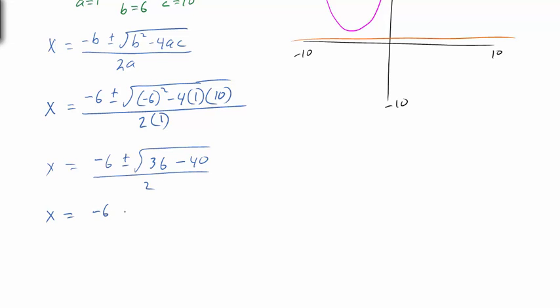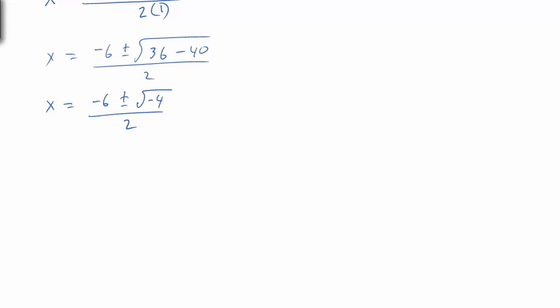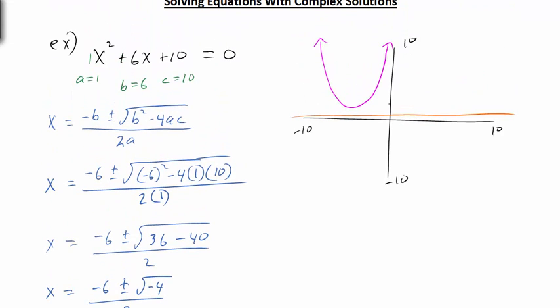So then we have negative 6 plus or minus the square root of 36 minus 40, which is negative 4. This is where, in the past, we would have said that if we had a square root of a negative number, there's no real solution, which means there's no real 0. And we can tell from the graph it never crosses the x-axis.